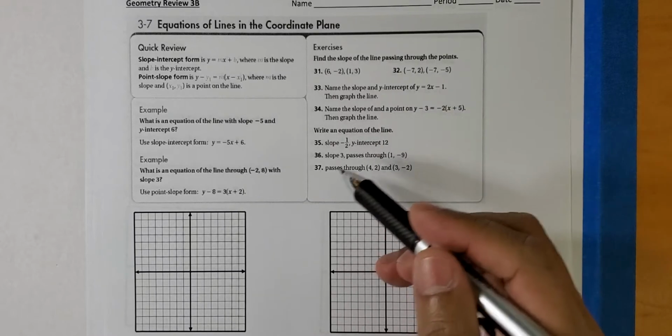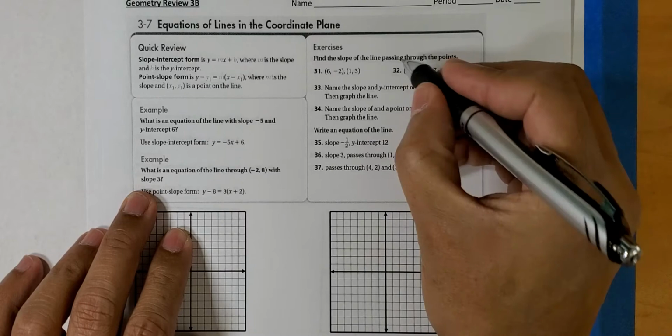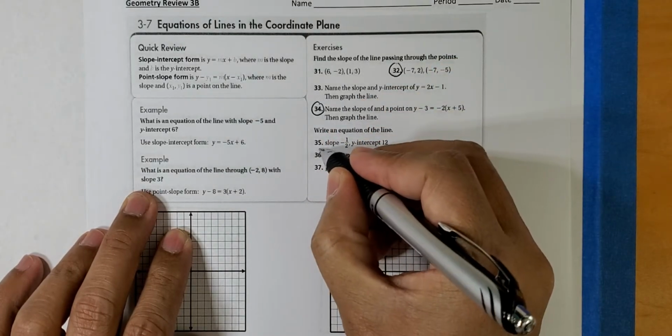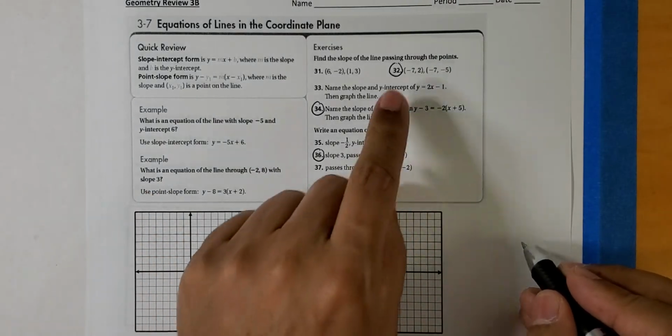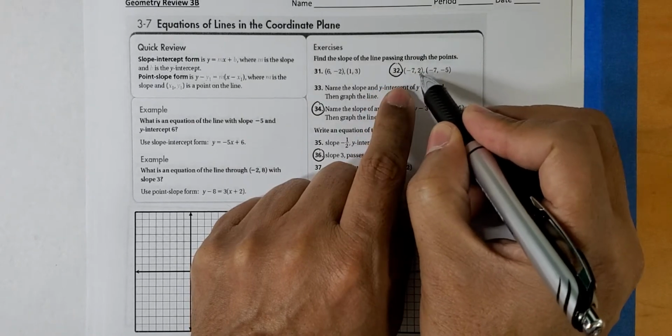I'm going to do evens from today's review, and then I'll let you guys do the odds. So I'm going to do number 32, 34, and 36 from here, okay? For number 32, it's just asking you to find the slope of the line passing through these 2 points.